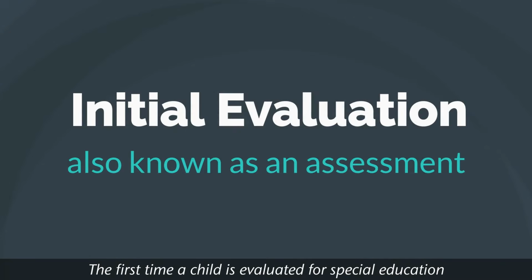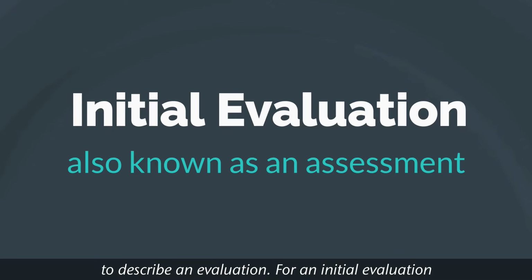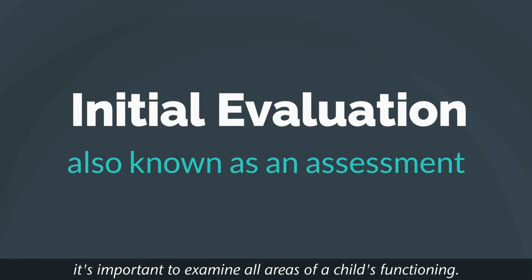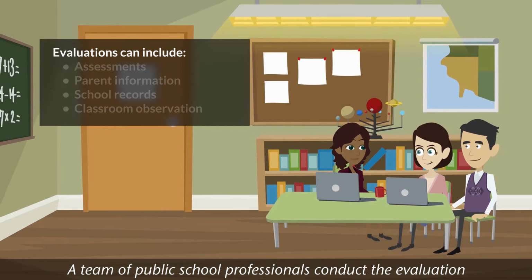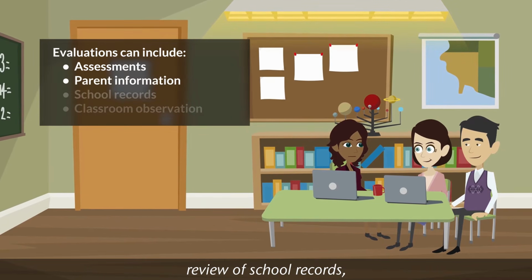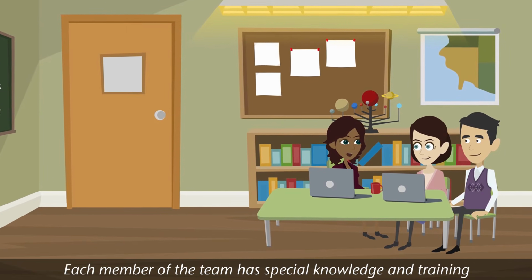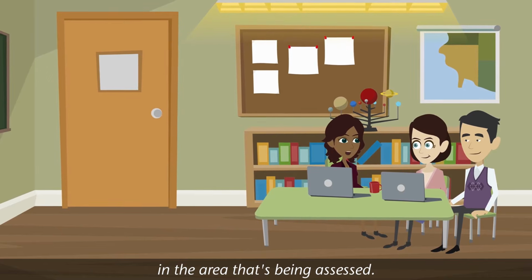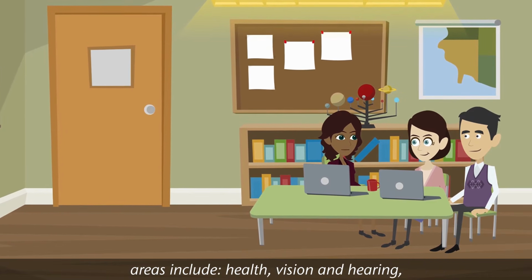The first time a child is evaluated for special education is called an initial evaluation. You may also hear the term assessment to describe an evaluation. For an initial evaluation, it's important to examine all areas of a child's functioning. A team of public school professionals conducts the evaluation using various assessments, information provided by the parent, review of school records, and an observation in the classroom. Each member of the team has special knowledge and training in the area that's being assessed. The team works together to look at all of the child's skills.